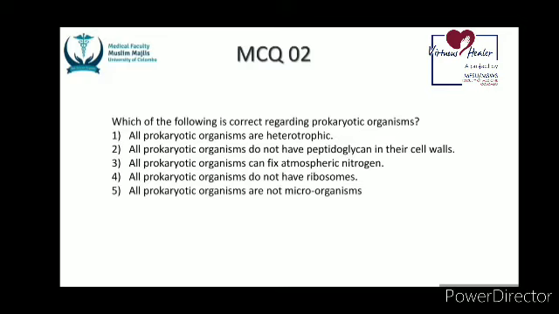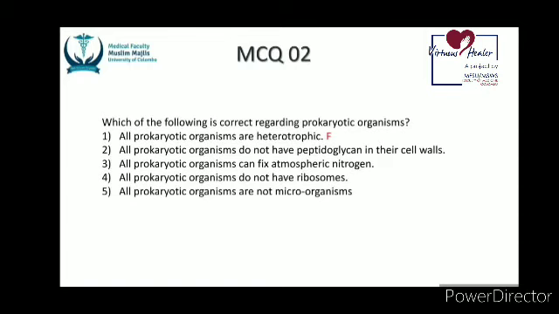Let's look at the first statement. The first statement says that all prokaryotic organisms are heterotrophic. Now, heterotrophic organisms are the organisms who do not produce their own food and who depend on other organisms. But we know that some of the bacteria are photosynthetic. They can produce their own food, and therefore they are autotrophic. So not all prokaryotic organisms are heterotrophic, and therefore this statement is false.